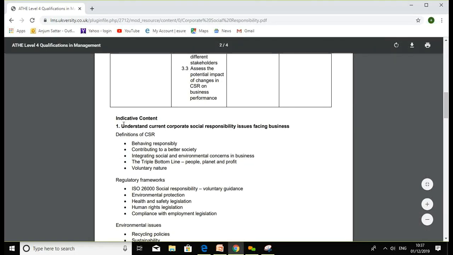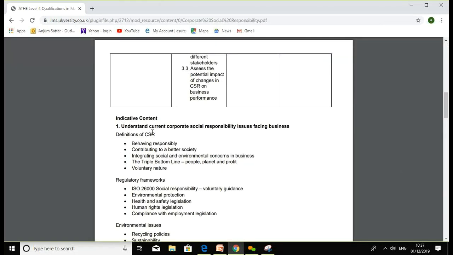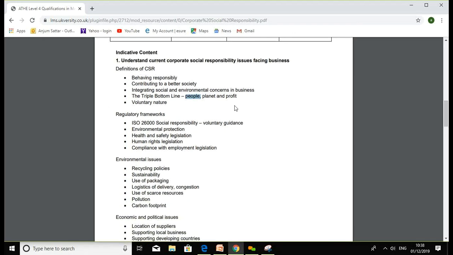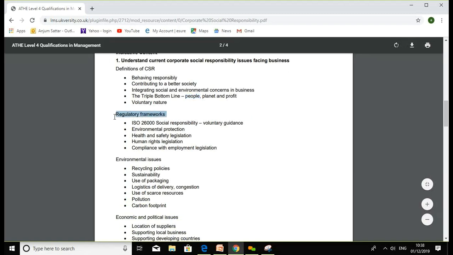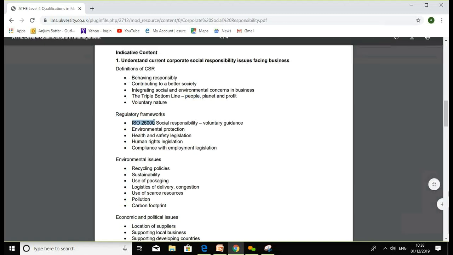Today's LO1 lesson, our discussion will focus on the definition of CSR and behaving responsibly, how an organization can behave responsibly. That will help leave less footprint on the environment, and we can meet the needs of the local people. The triple bottom line is a quite important concept. We need to care about people, planet, and profit in business for sustainable development. Then the voluntary nature, and we'll go through the regulatory framework, what is meant by ISO, the International Standardization Organization.